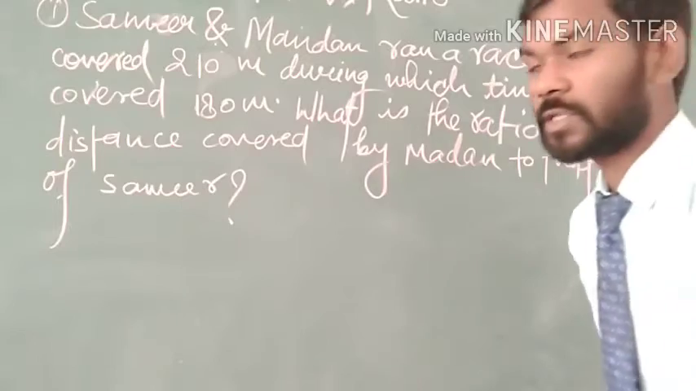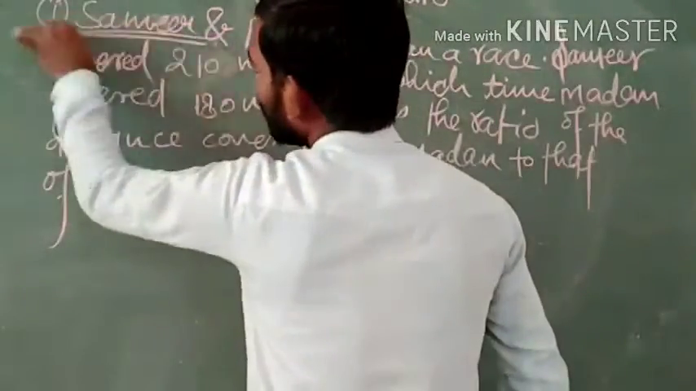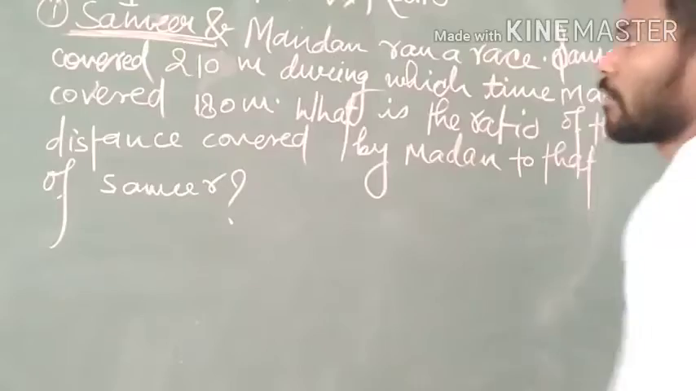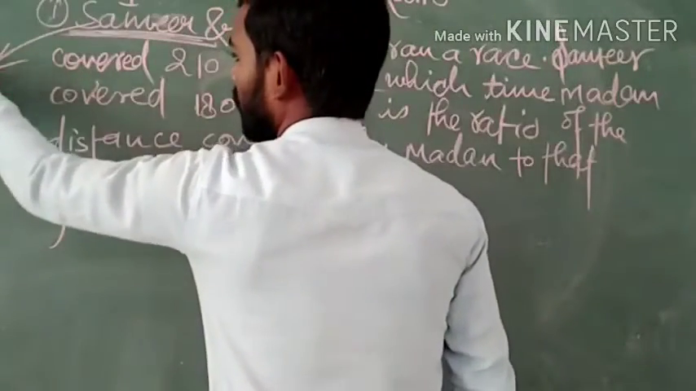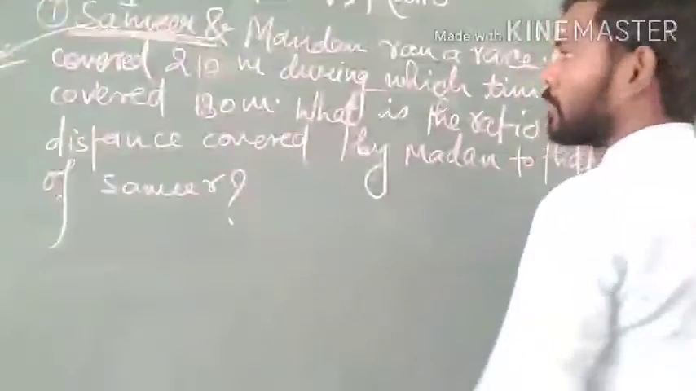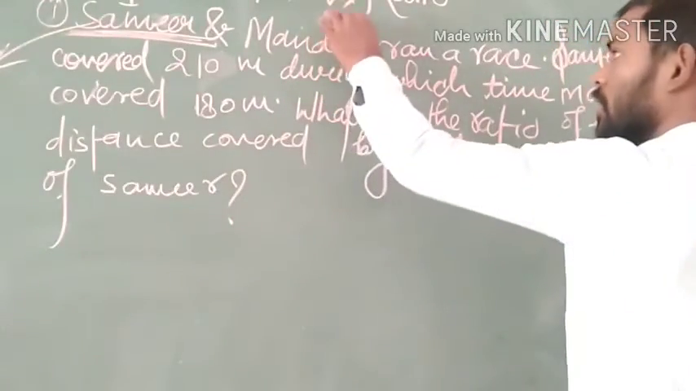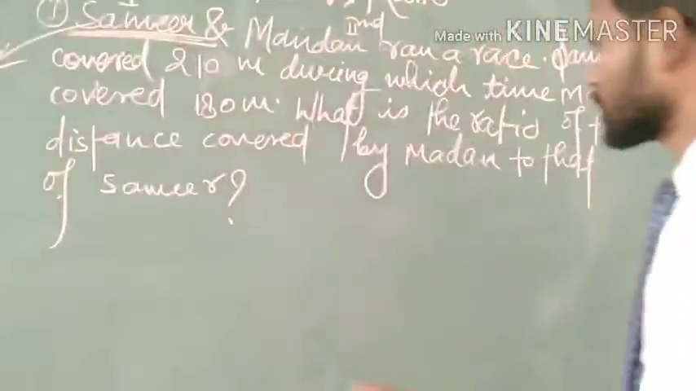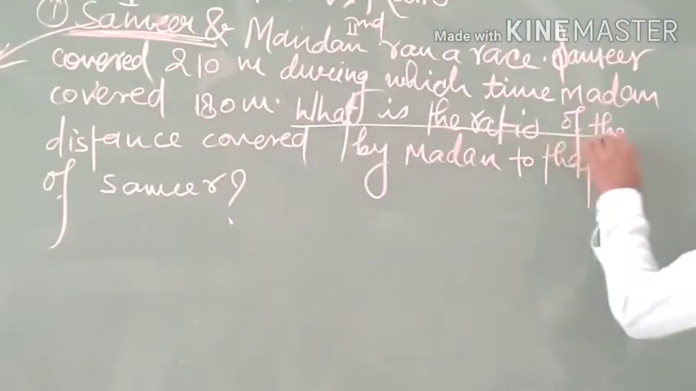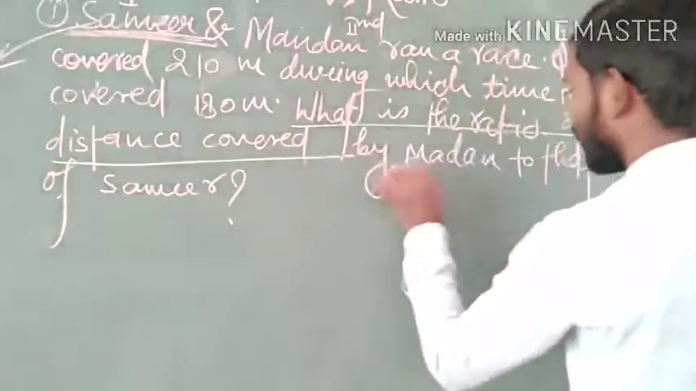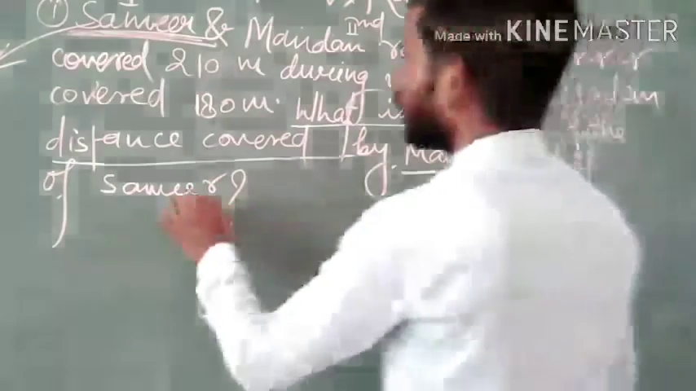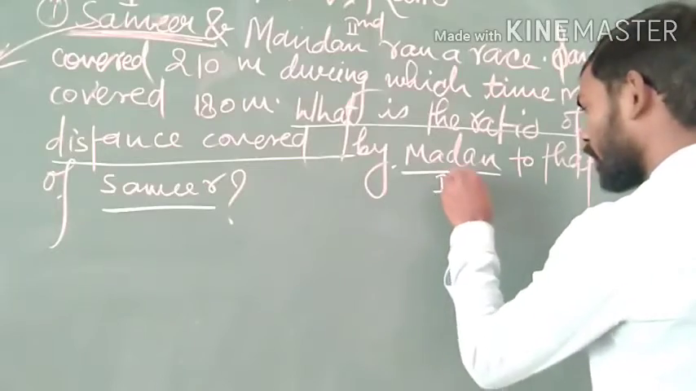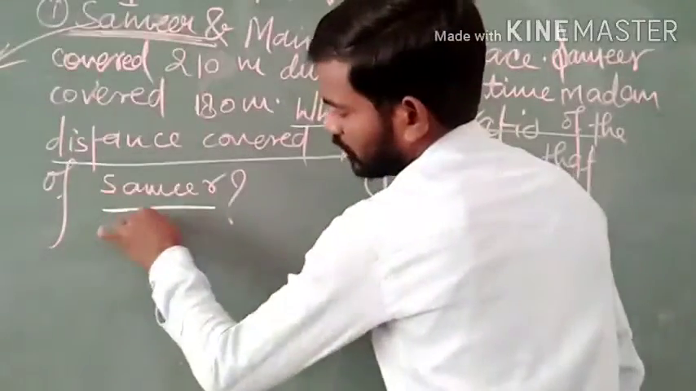In the starting of the question, we can see that Samir is the first person, and Madan is the second person. But where the question asks what is the ratio of the distance covered by Madan to that of Samir, Madan is the first person and Samir is the second one.